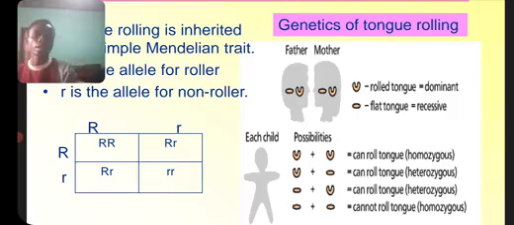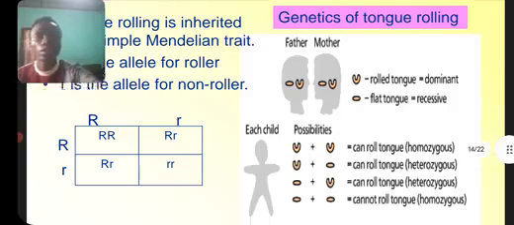Of the offspring, half are heterozygous, like their parents were, 25% are homozygous dominant tongue rollers, while the other 25% are non-rollers.